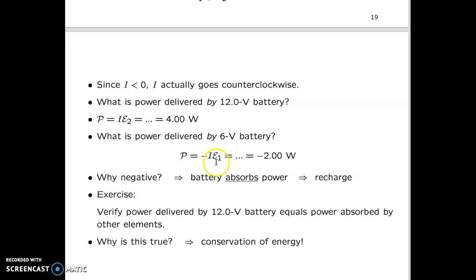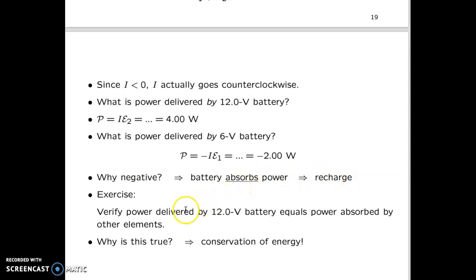What's the significance of the fact that when you do this calculation, you end up with negative 2 watts? It simply means the battery is not actually delivering energy, it's absorbing energy, or absorbing power. And if the battery is designed to do this, it will simply be recharging.